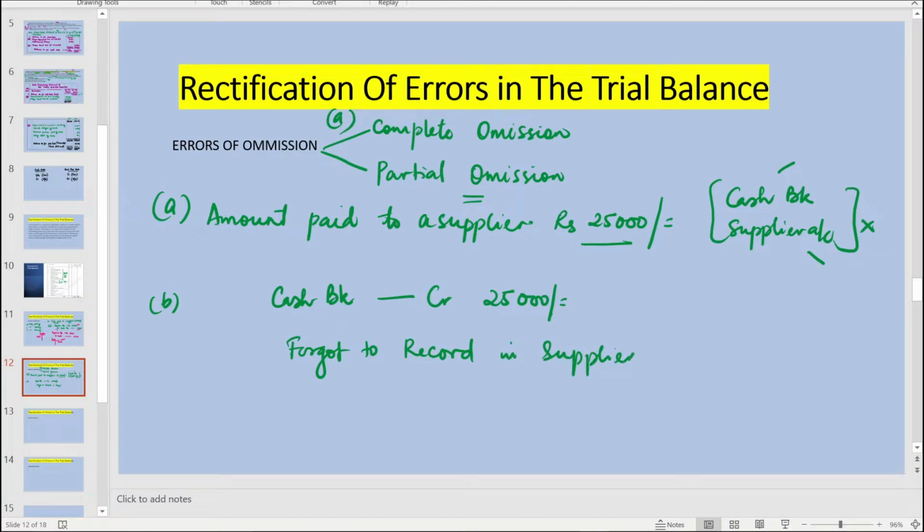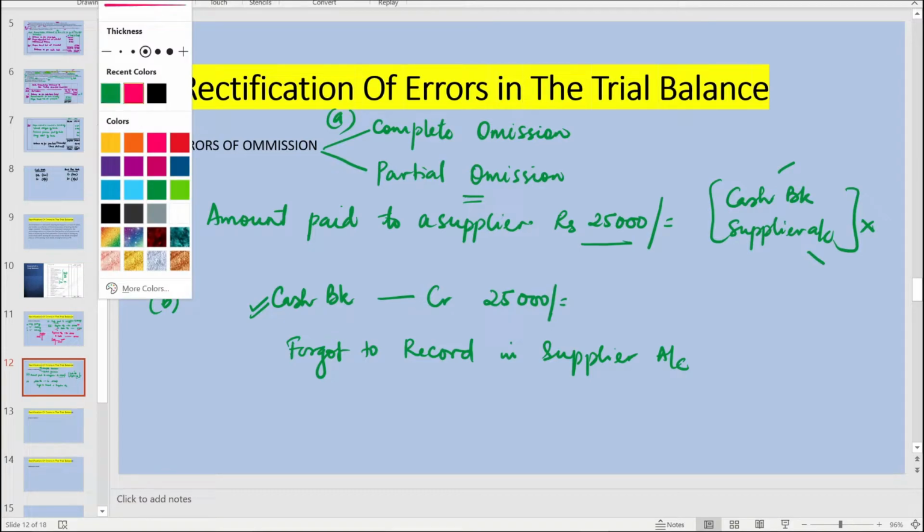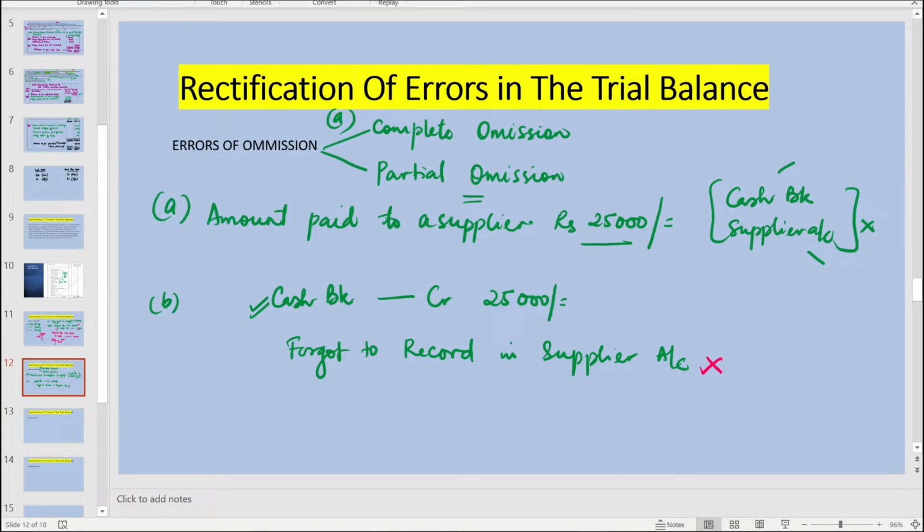right? So in such a case, what happens? Your cash book is showing the correct amount, but the supplier's account is not showing the correct amount. So this is error of omission. The accountant has omitted to pass this entry, and in complete omission the accountant has omitted to pass the complete entry.